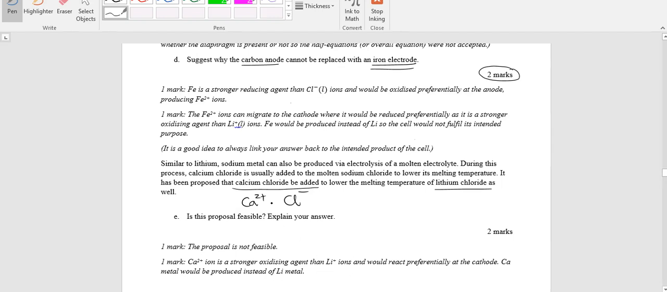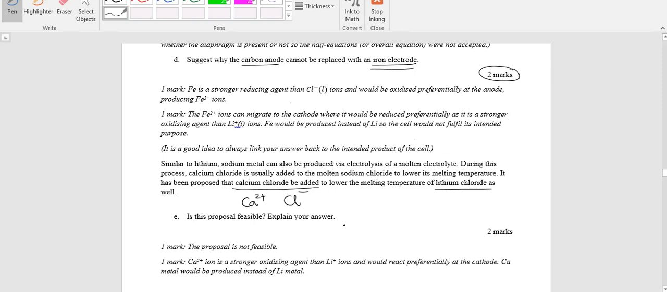Clearly distinguish between oxidizing agent and reducing agent, and if it is an ion you're talking about, write the formula calcium 2+ ions. You don't want to get mixed up between calcium ions and calcium because they are completely different things.